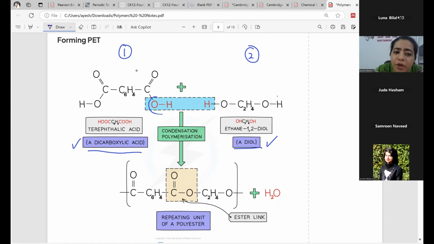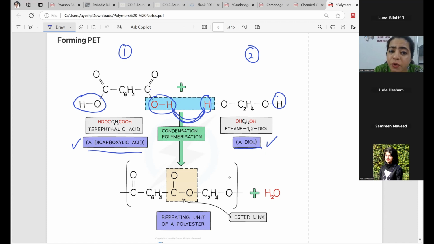Connect them from the center and release the molecules from the center and the sides as well. The carboxylic acid will release OH from both sides. The alcohol is going to release the H from both sides. This OH and H together make a water molecule. This H and OH from the sides we are removing just to make a bracket and extend it.